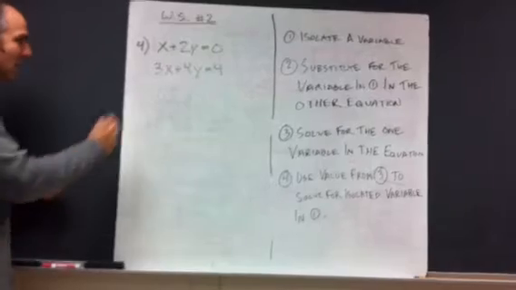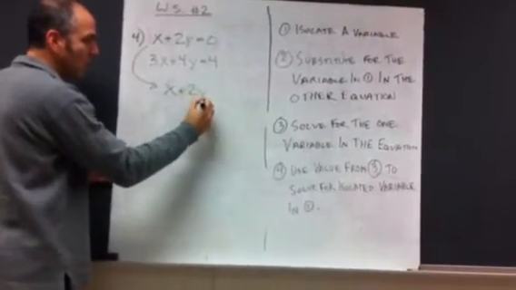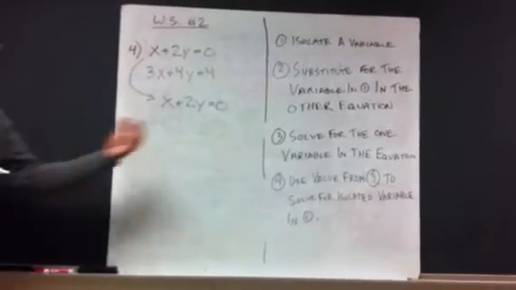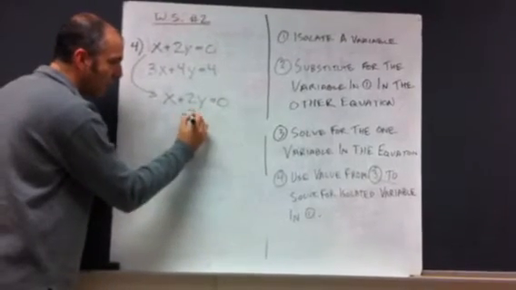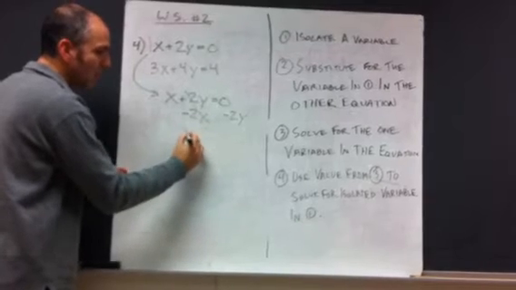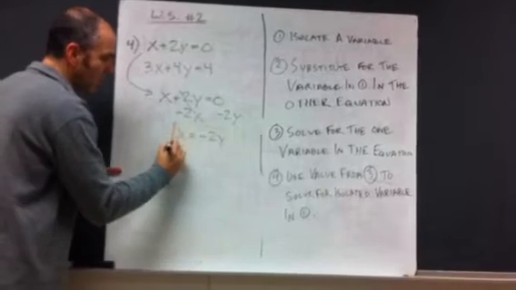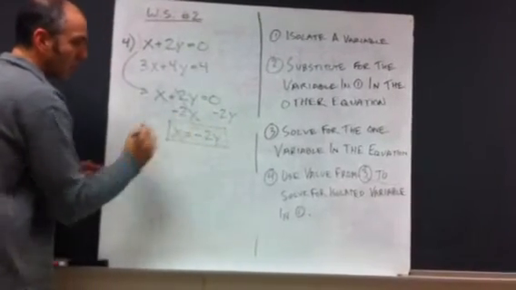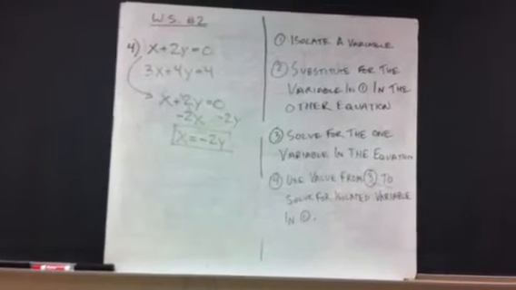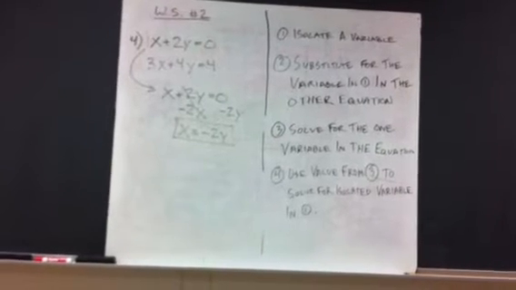Alright, so I'm going to take this equation, move it down here, rewrite it. How do I isolate x? Subtract minus 2y. I've got to get rid of this term. I'm going to subtract 2y from both sides. That goes away. X equals minus 2y. So I'm done with step number 1. I've isolated my variable. I don't really have an answer for it. I know what it is in terms of y. What's my next step?